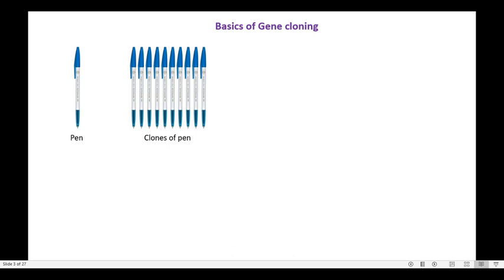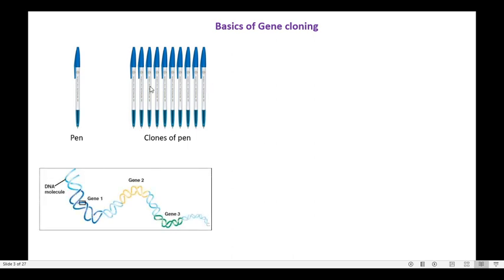Similarly, what is gene cloning? For example, this is a part of genomic DNA which represents three genes, gene 1, gene 2, gene 3. What is a gene? A gene is a part of a genomic DNA which represents a particular protein. So its function is to synthesize a protein.